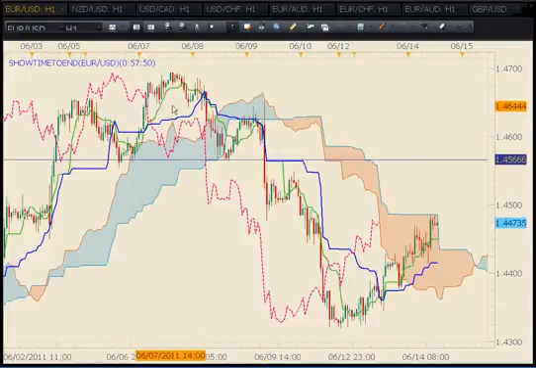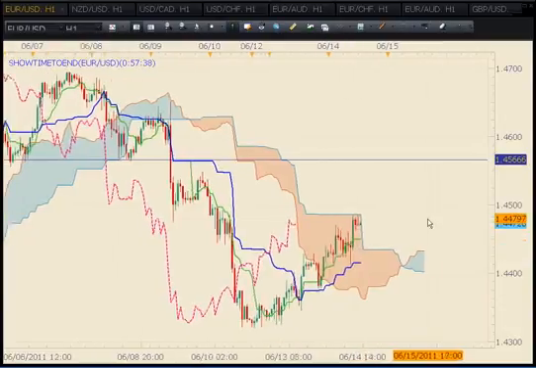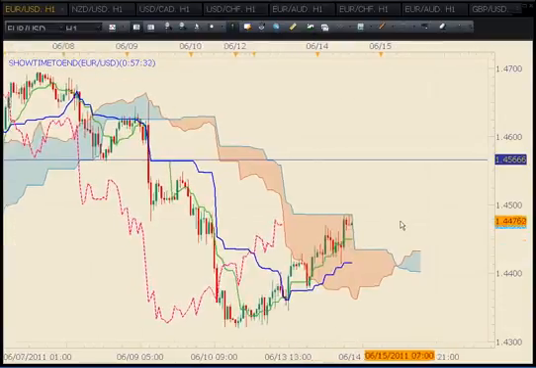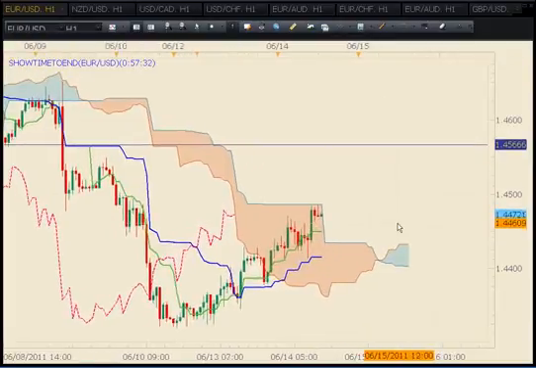Right in this area, this was bullish. Now we go back down here, and this is bearish. But now where we are, we're in the cloud, so we're considered neutral. I'm going to show you how to start learning to trade this Kumo breakout.